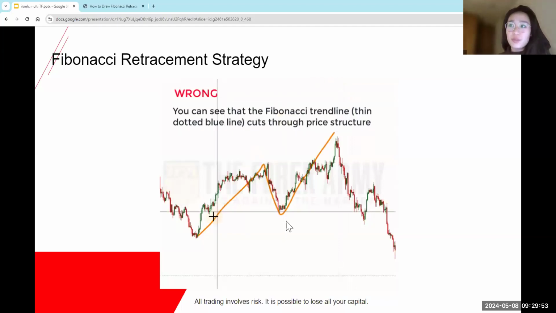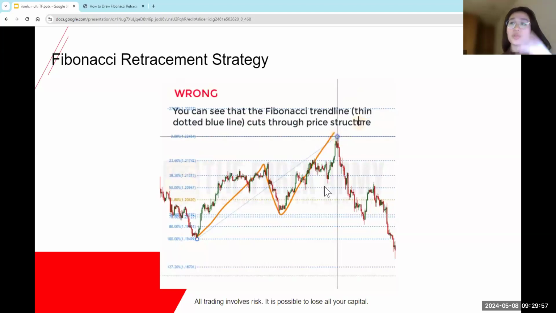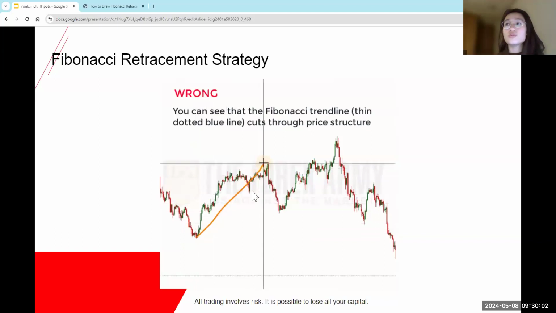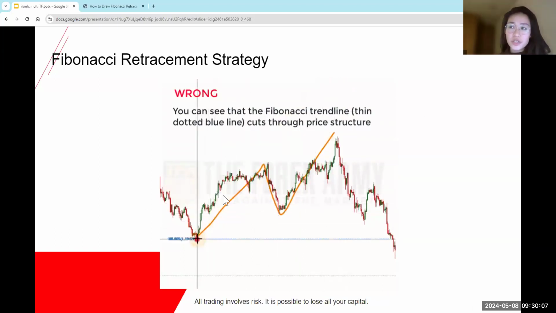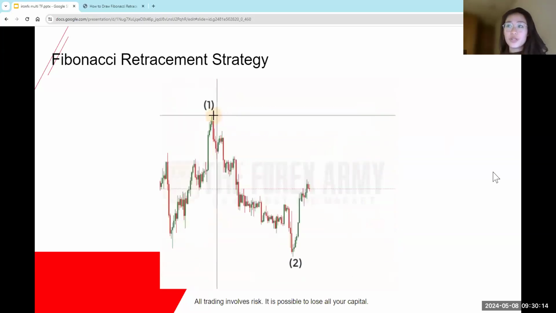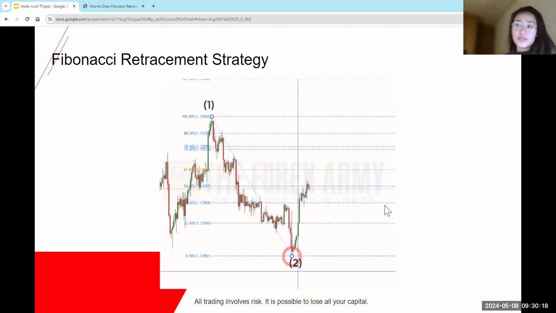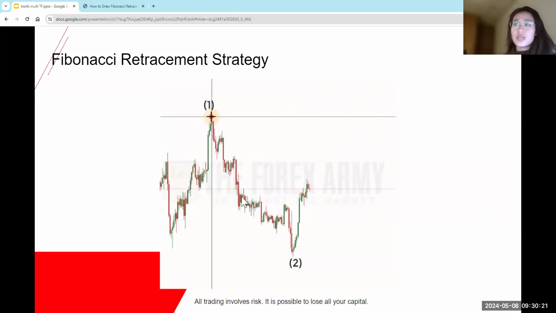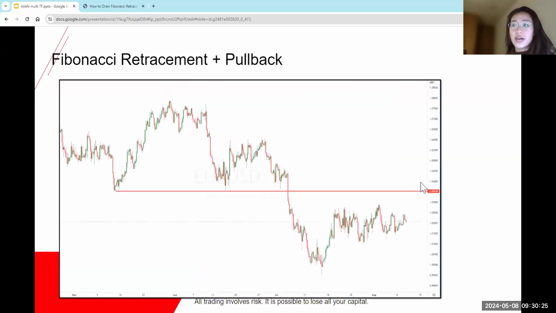Okay, so starting off with Fibonacci retracement, this is what to avoid. You can see that the Fibonacci retracement trend line cuts through the price structure. We've drawn out the price structure in the orange line, and it cuts through the price structure completely. That's what you want to avoid. Instead, what you want to do is follow price structure exactly like over here. And you can see that our 50% lines up with where price is currently at.